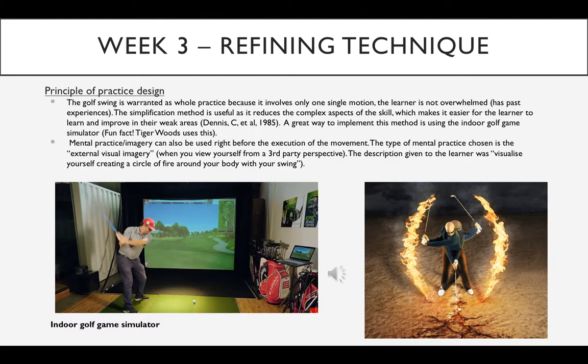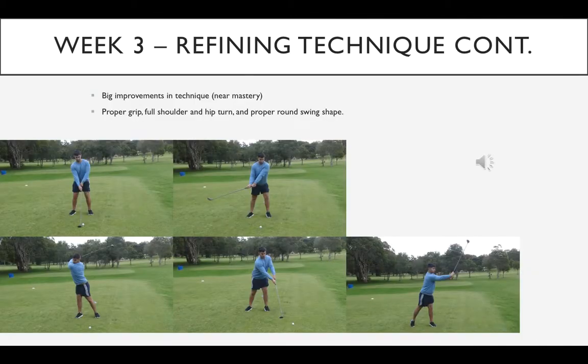Mental practice or imagery can also be used right before the execution of the movement. The type of mental practice chosen is the external visual imagery. The description given to the learner was: visualize yourself creating a circle of fire around your body with a golf swing. This is depicted in the picture in the right-hand corner. Here in week 3, we have seen some big improvements in the technique.